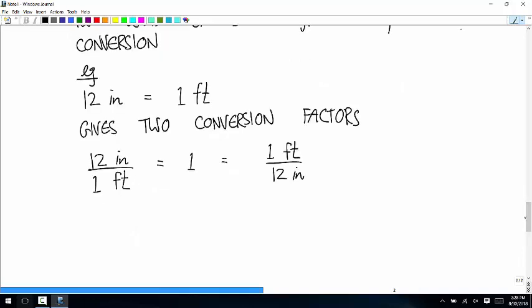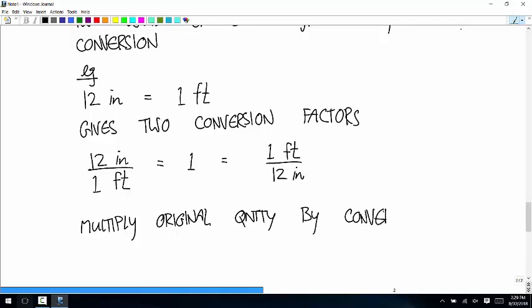to. And so now what we're going to do is take our original quantity and multiply it by one of these conversion factors. So multiply our original quantity, that's an abbreviation, by a conversion factor.